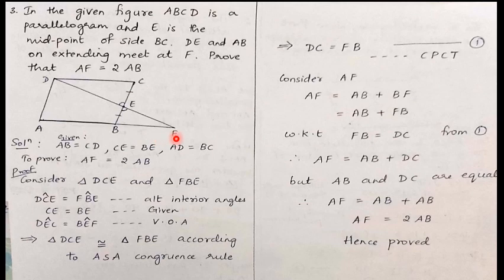So let us see now how to prove this. First write all the given information from the question. Now consider triangle DCE and triangle FBE. DCE is here and FBE is here. We are talking about these two triangles.